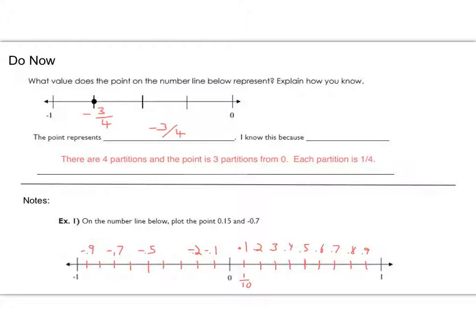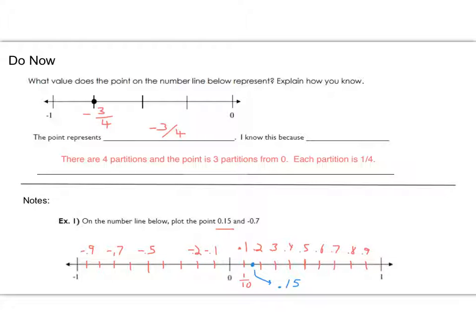All right, so let's answer the question. Let's first do 0.15. Well, 0.15 is not one of our markings, one of our partitions. However, 0.15 we know is greater than 0.1, but less than 0.2. And in fact, it's right in the middle. So we can put a dot right in the middle of 0.1 and 0.2. So that's going to be 0.15.